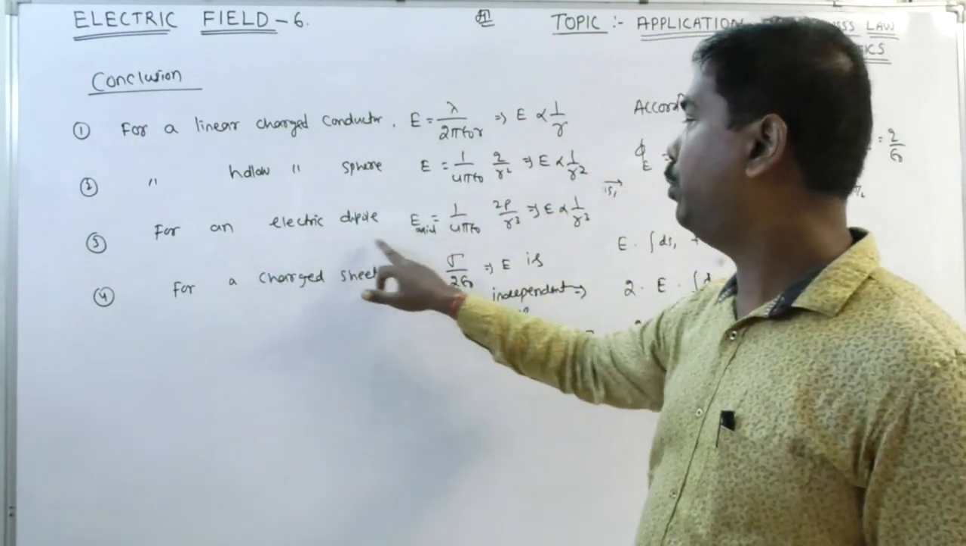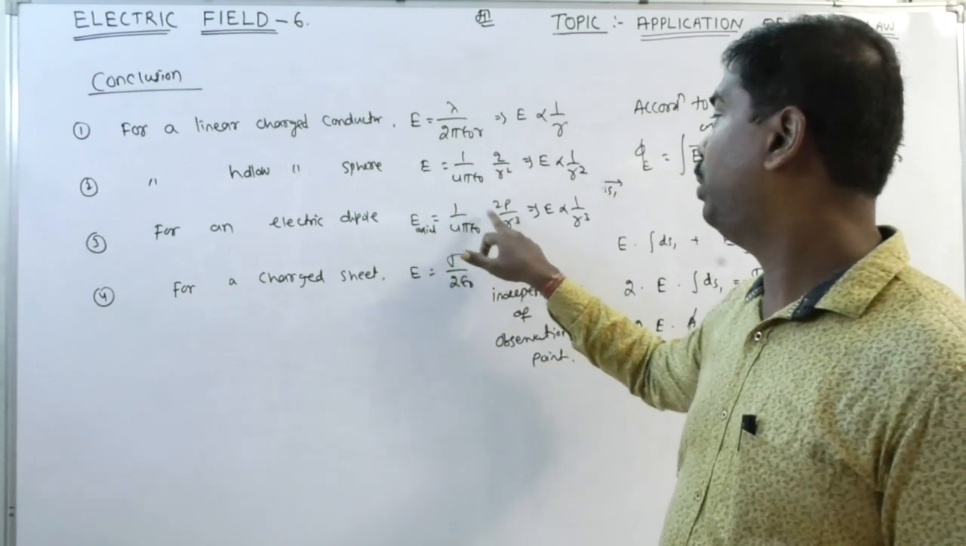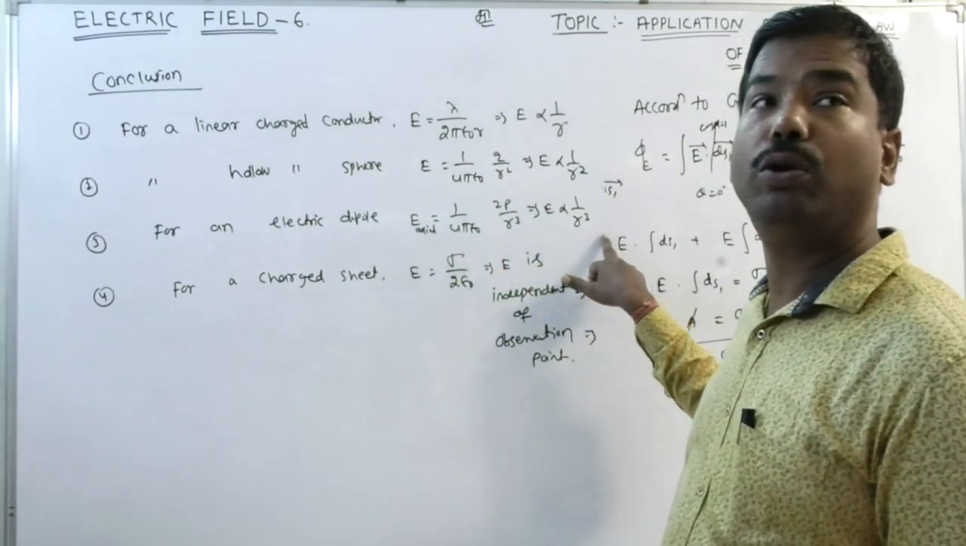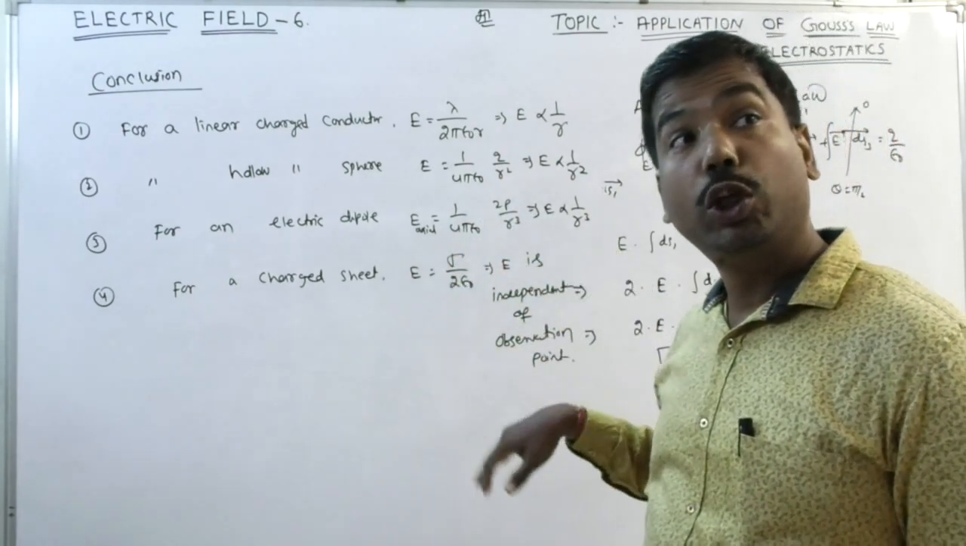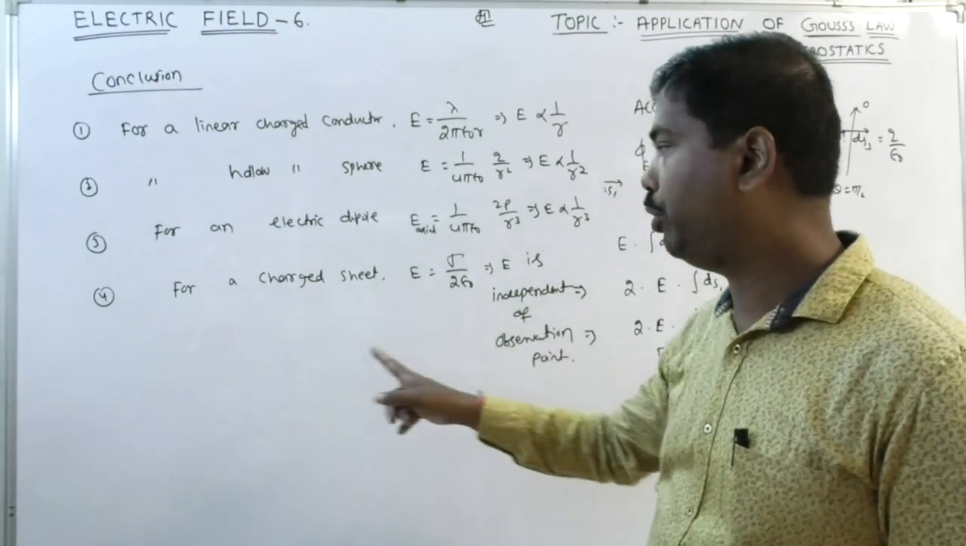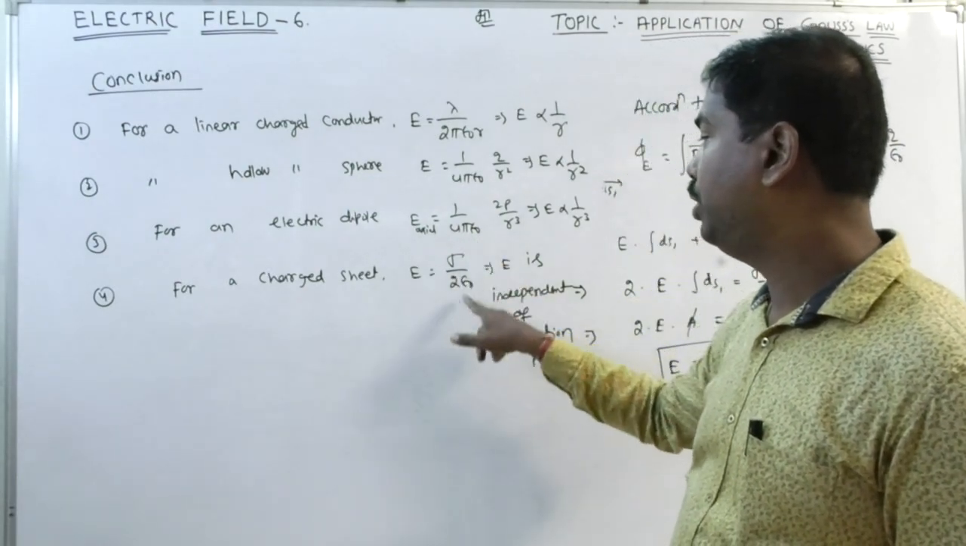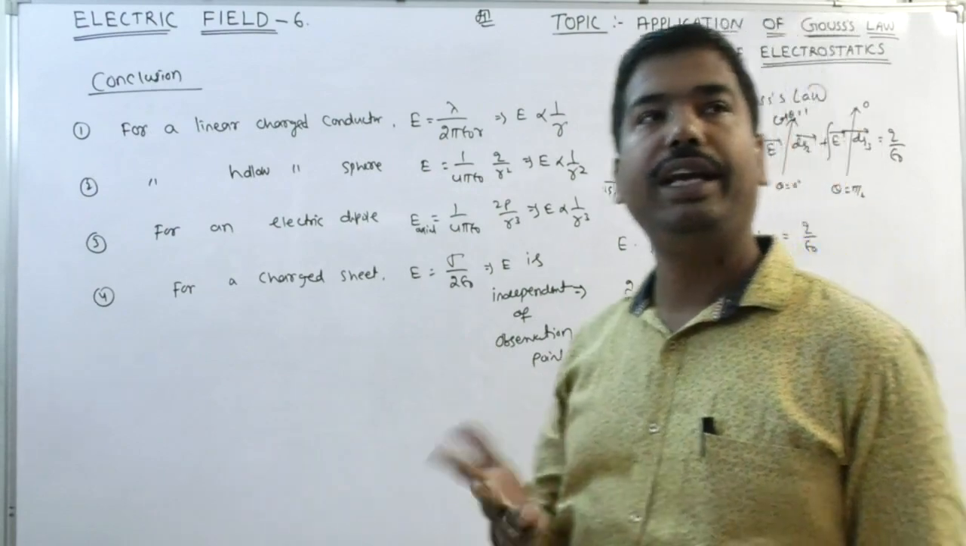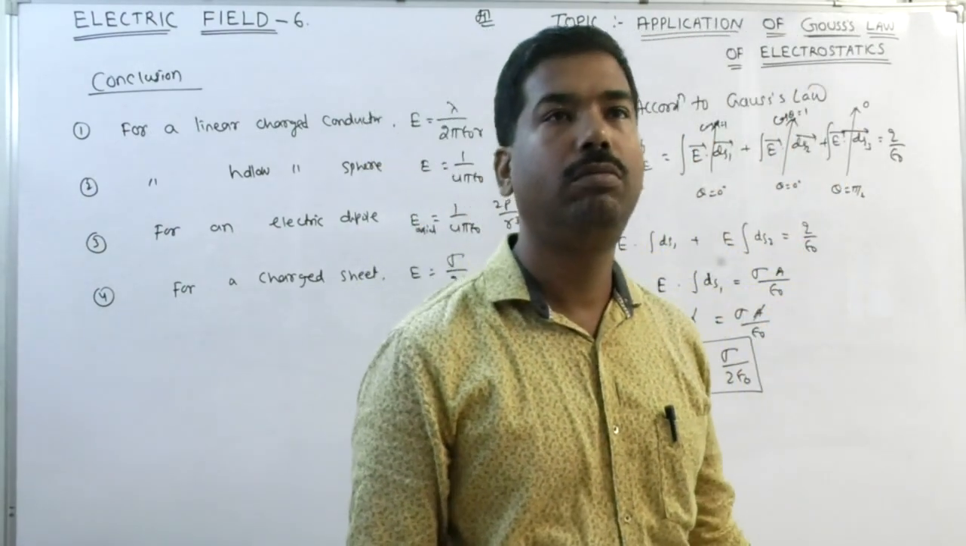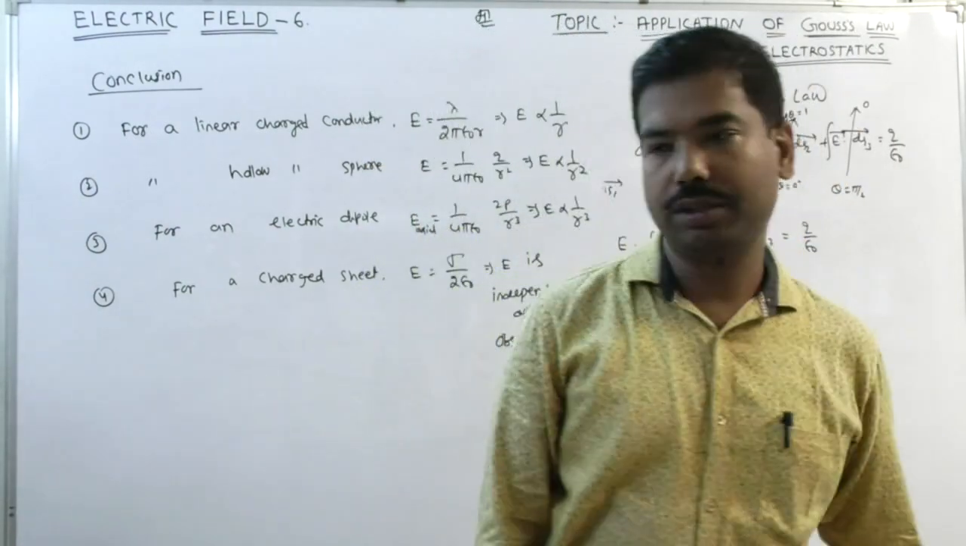For an electric dipole, E axial is equal to 1 by 4 pi epsilon 0 into 2 p by r cube. E is proportional to 1 by r cube, meaning the cube of the distance of the observation point. While for a charge sheet, E is equal to sigma by 2 epsilon 0. It is independent of observation point. Clear? Next.